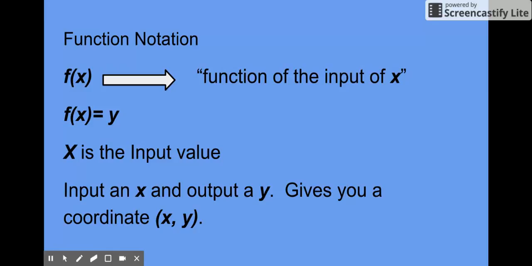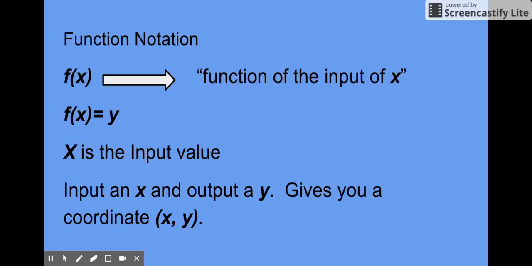And a lot of times you can replace that f with parentheses around the x with the y value, and it means the same thing. So x is the input value. That means that's the value that you're going to put into an equation to try to find what your y is going to equal. I know you might be looking at this going, what is this woman talking about? It's going to make a lot of sense as we continue going, but I wanted to give you the background and the definitions first.